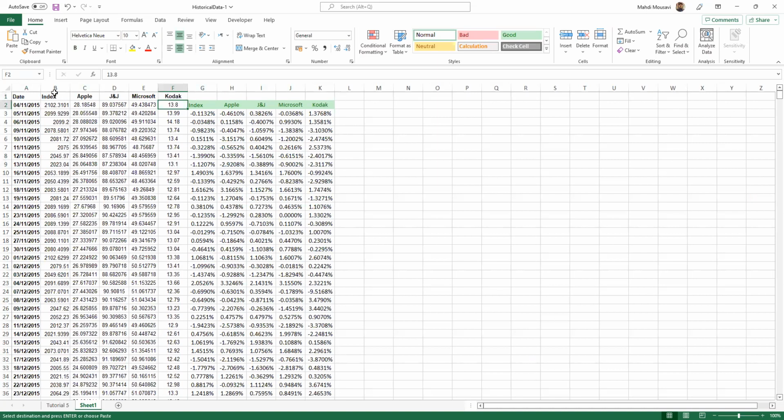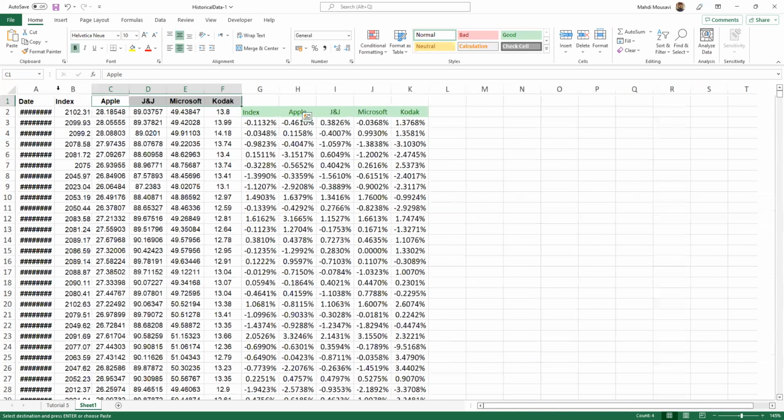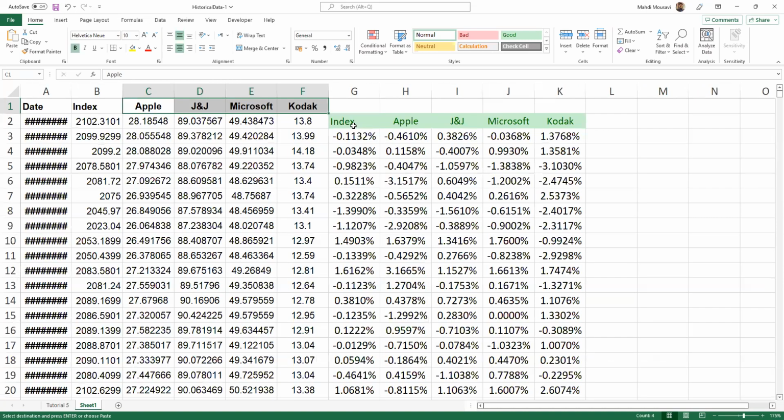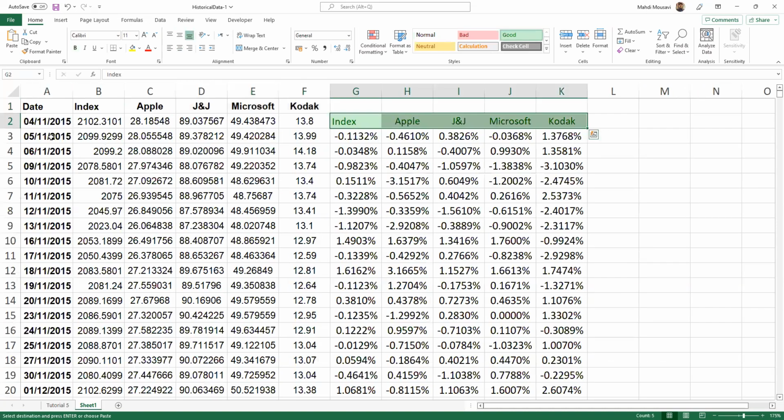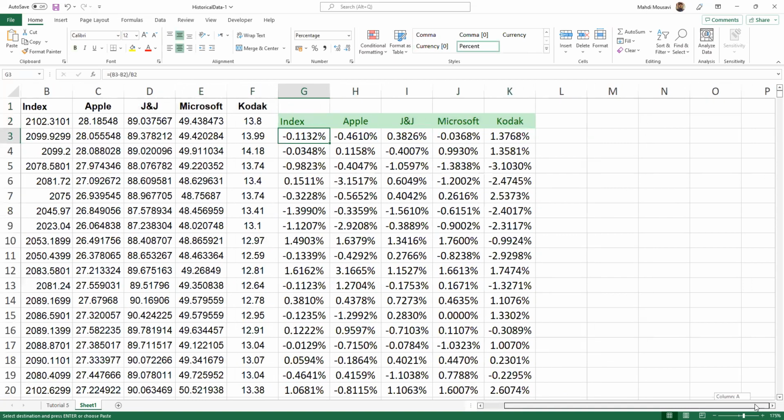So we have got index and 4 stocks and their returns. Daily returns are estimated. So what we are going to do in the first step is to estimate the beta, which is the measure of a systematic risk of the companies.